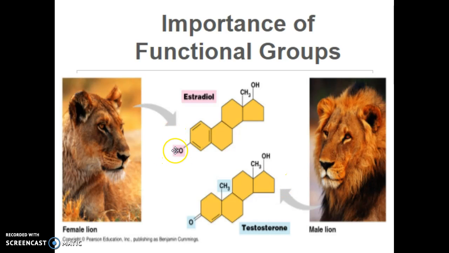We've got a different functional group here. We've got a different functional group here. That changes our number of double bonds and changes the functional group that attaches there. So they're going to be really important to the function of an overall molecule.